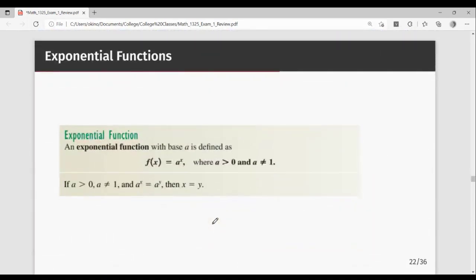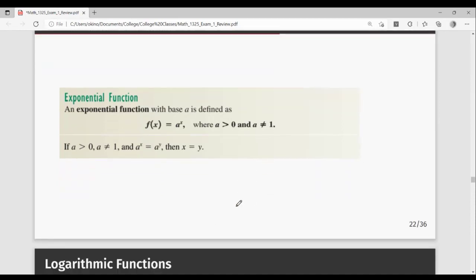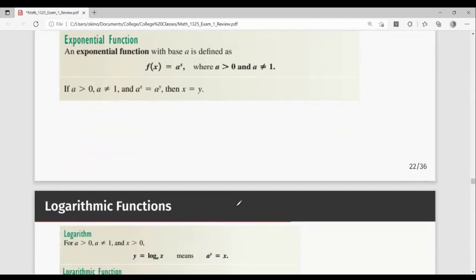Now for exponential functions, this is really just using our definition of an exponent and turning it into a function. So f of x is equal to a to the power of x. And there are a couple of extra properties there.